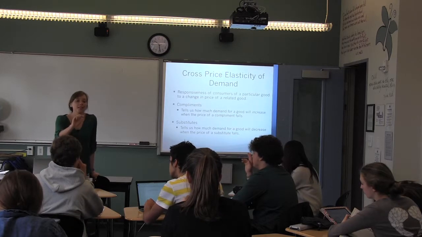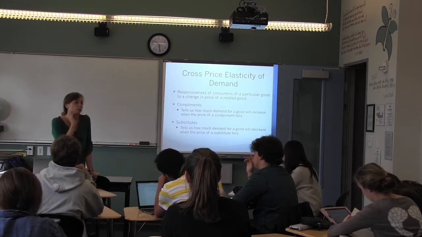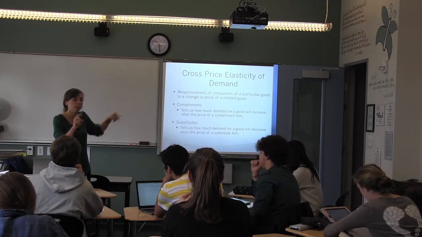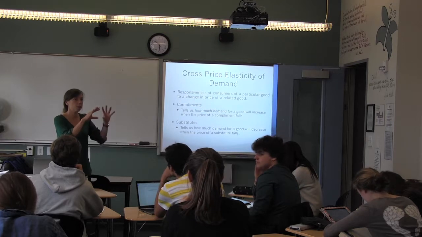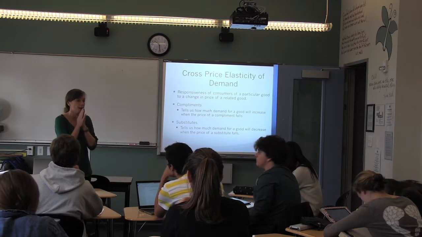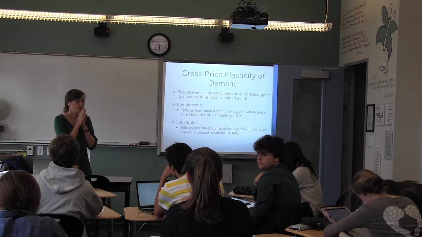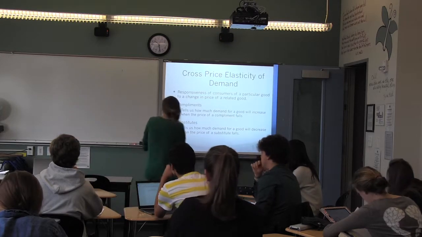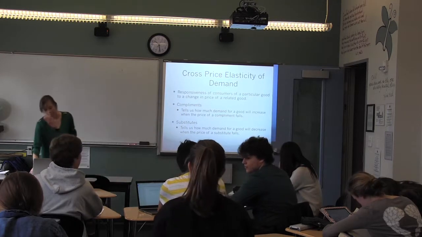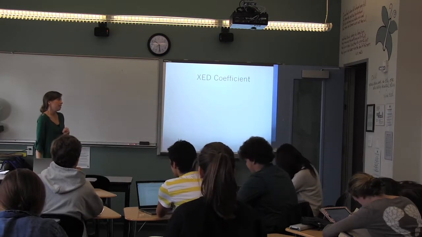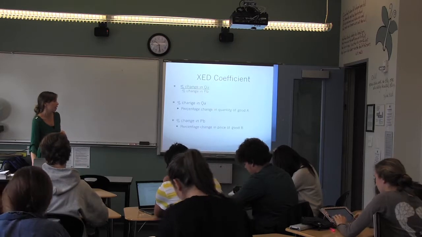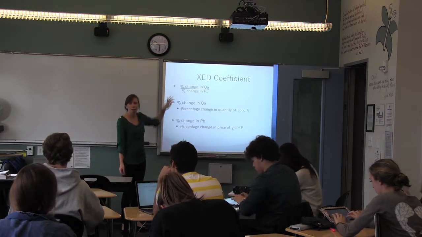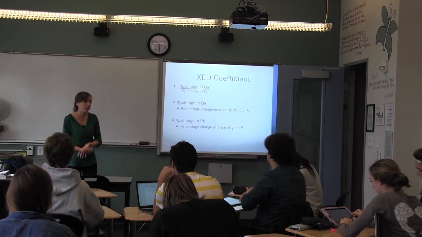Close, but remember with price elasticity of demand, we're looking at the quantity demanded over price. And here we're talking specifically about how the change in price affects the quantity demanded. So you're on the right track. We're looking at the percentage change in quantity demanded of one divided by the percentage change in price of the other. Exactly. So we call it the XED coefficient, okay? That's exactly what it is: the percentage change in quantity demanded of one good divided by the percentage change in price of another.